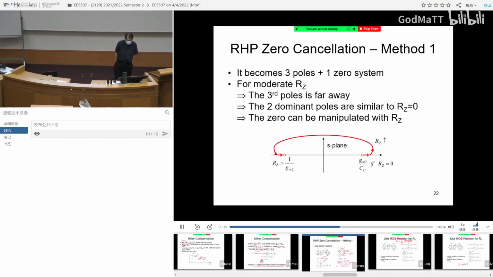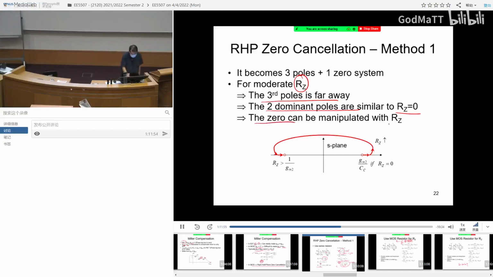Now effectively, if we cancel away the right half plane zero, it becomes a 3 poles 1 zero system. So for moderate RZ, the third pole moves very far away. Since the third pole is very far, we don't care. It is not going to affect the system. The two dominant poles are very similar to the case where RZ equals 0. That's good. We already know how to do that. The first dominant pole is Miller effect. The non-dominant pole is basically considering the Miller capacitor short circuit, and then we have two capacitors multiplied by 1 over GM. Okay? So that's good.